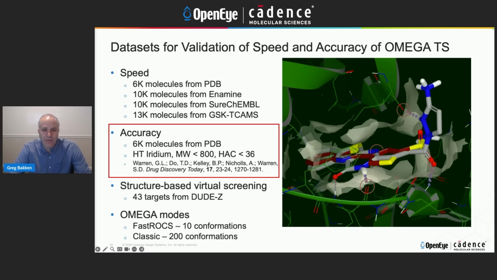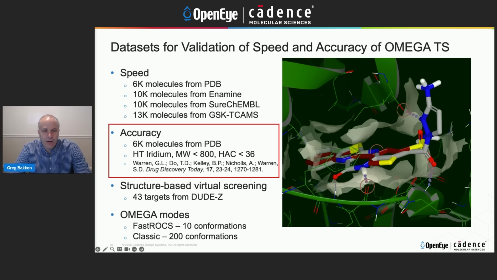And this left us with about 6,000 structures for which we wanted to see if we were generating the bioactive conformation for the ligand. So for each of the 6,000, we generated conformations using exhaustive sampling and using Thompson sampling, so two separate conformational ensembles.